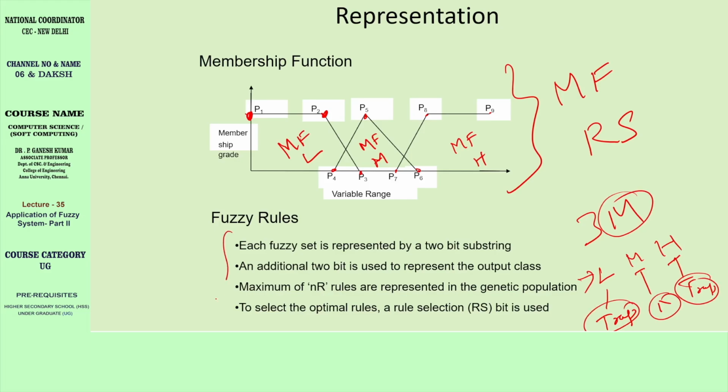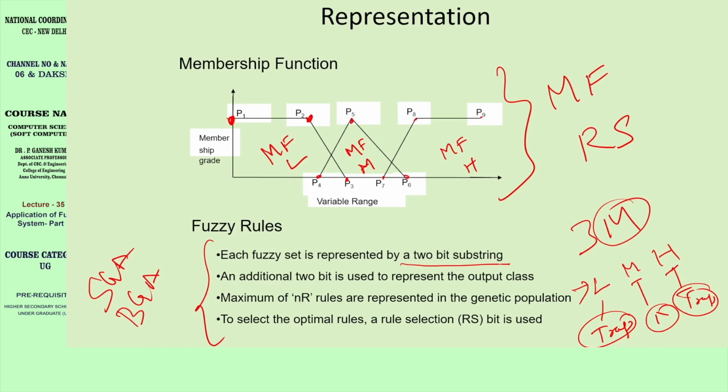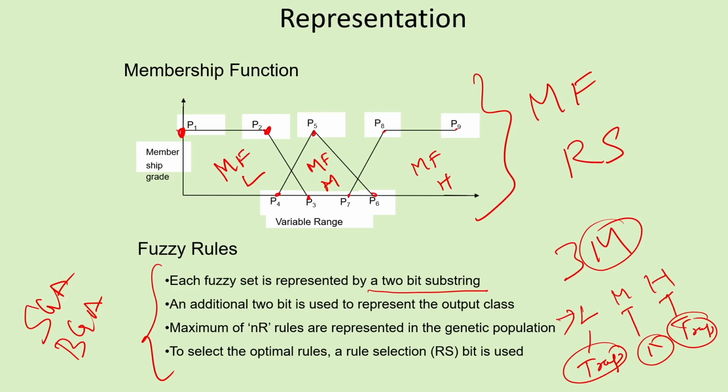This is in case you want to use a binary GA, or in general a simple GA. Each fuzzy set is represented by a 2-bit substring. An additional 2 bits are used to represent the output class. If a maximum of n rules are represented in the genetic chromosome, you need an additional bit called the rule selection bit. So these are all the things that you can use for rule generation. Having used this representation strategy with the help of genetic algorithm, the sample chromosome is like this.